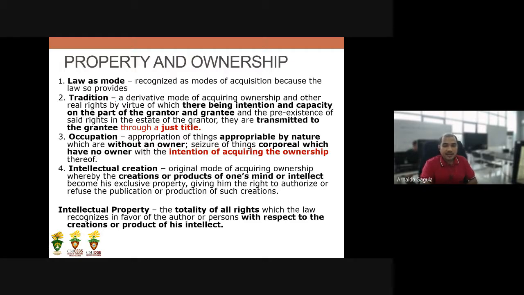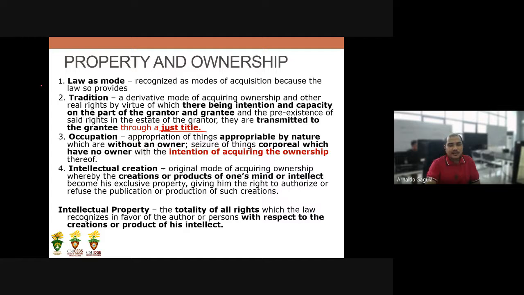Next is tradition, a derivative mode of acquiring ownership and other real rights by virtue of which, there being intention and capacity on the part of the grantor and the pre-existence of the said right in the estate of the grantor, they will be transmitted to the grantee through a just title. When we say just title, from the word itself, it is a title, a document, a kasulatan. That is an example of just title.